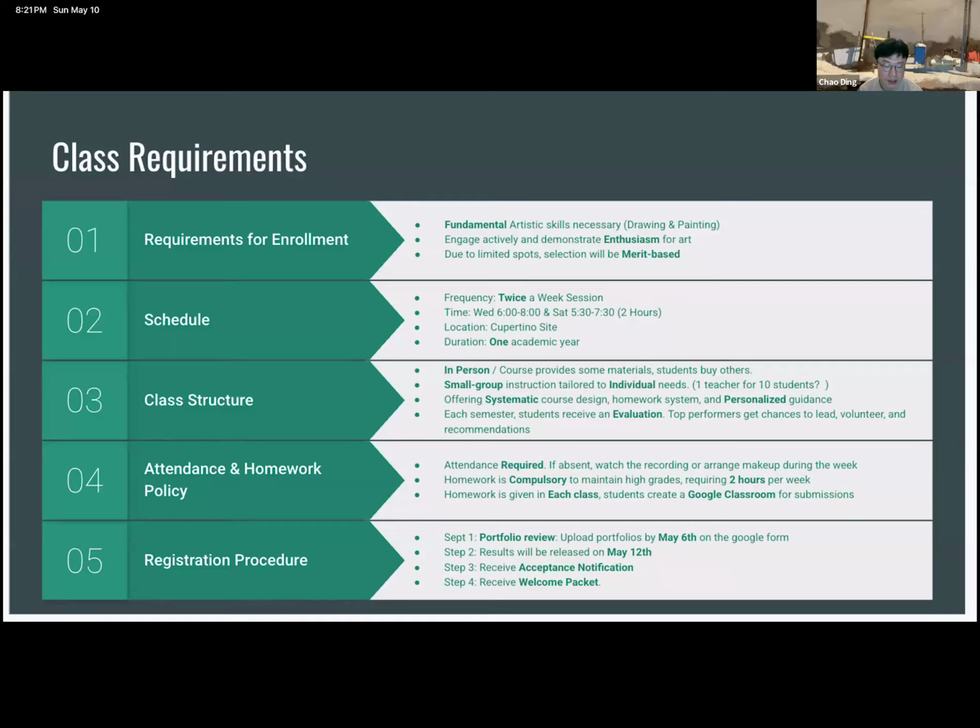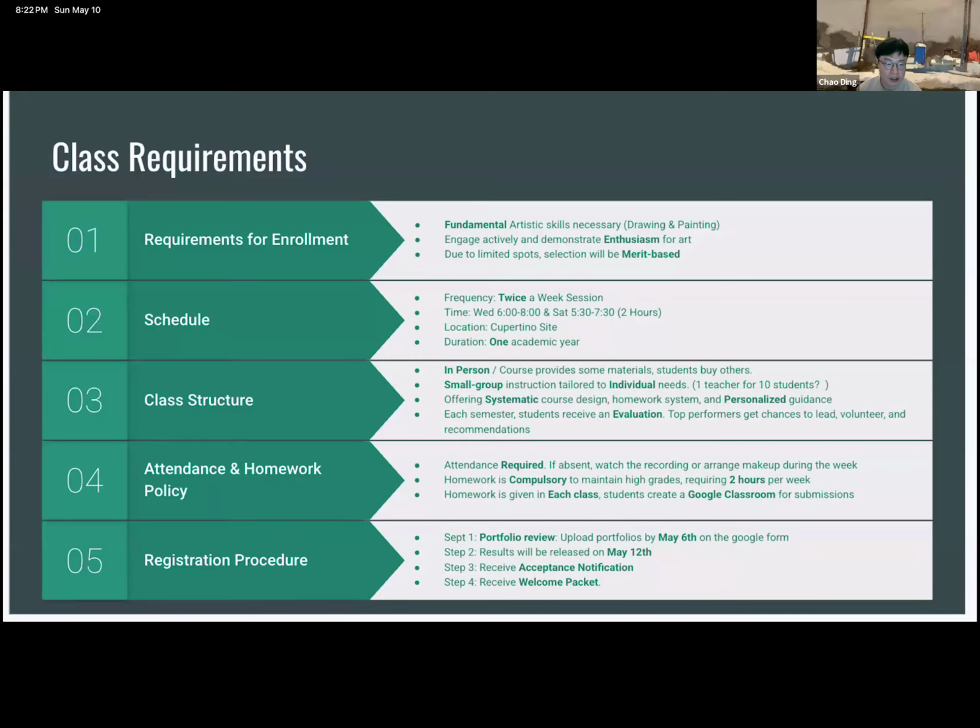For the registration process, the family will first submit a portfolio for review through our Google form. The portfolio could be just some random artwork that students made before or during previous art classes in CalColor or in other studios. After the evaluation, an acceptance notification will be released, and admitted students will then receive a welcome packet with preparation information, like a welcome letter. This process helps us make sure each student is placed into the right learning environment and fully prepared for the demands of the APR program.